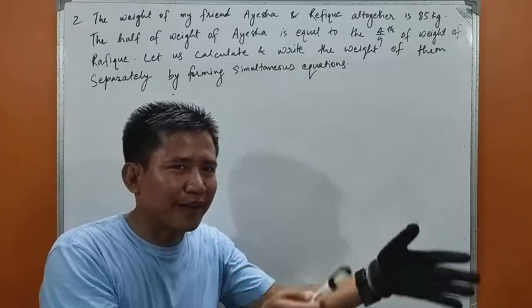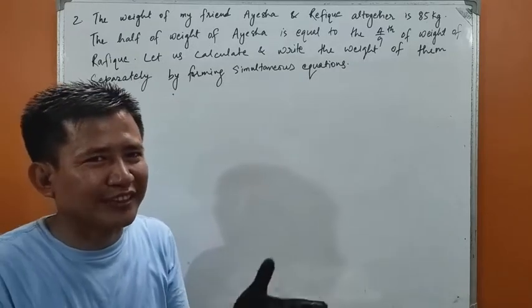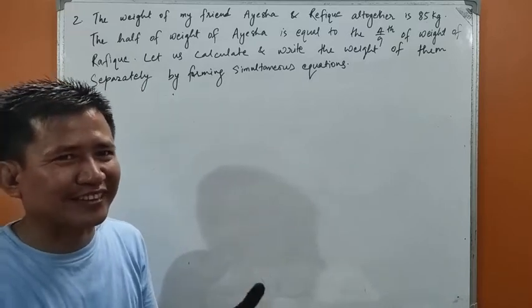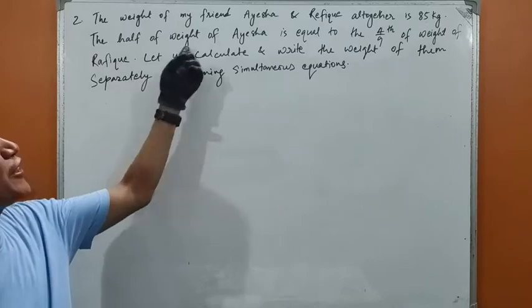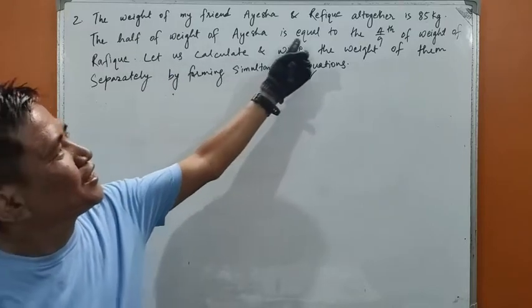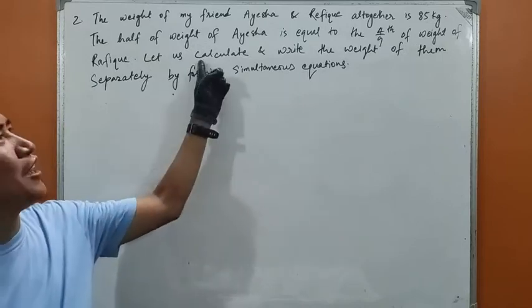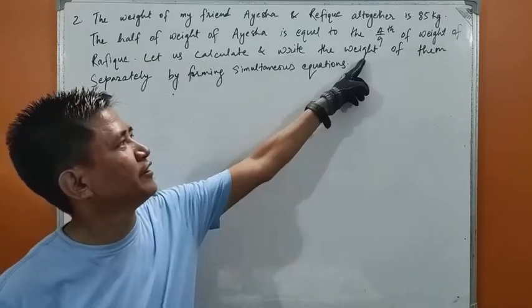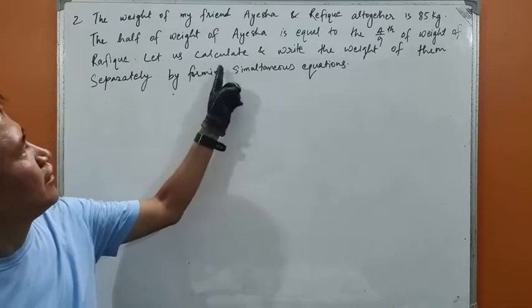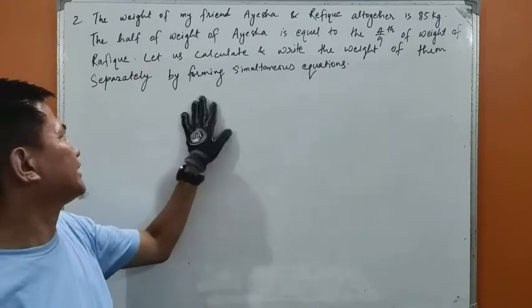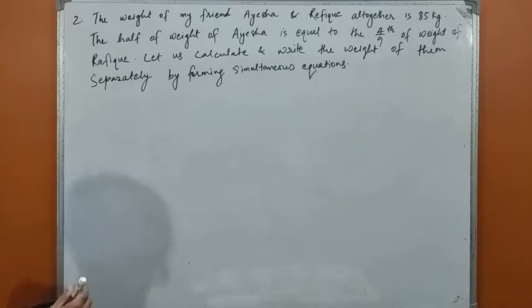Half of weight of Aisha means if Aisha is 20 kg, half of weight of Aisha is how much? 10 kg, isn't it? So half of weight of Aisha is 4/9 the weight of Rafiq. This is the second condition, and we are asked to find the weight of Aisha and Rafiq individually. Okay, we are asked to find the weight of Aisha and the weight of Rafiq.